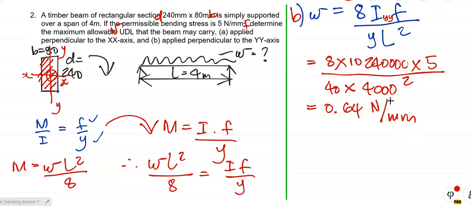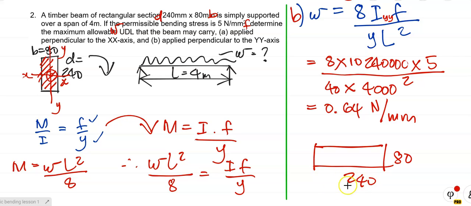Okay, so people, if we check answer A, the answer we got there was 1.92 newtons per millimeter, and the answer for number B we got 0.64 newtons per millimeter. Can you see? We just proved that when the beam is sitting this way, it can actually take a bigger punch. It can carry more load than if it's placed, can I say flat? If it's placed like that, 80 over there and 240 over there.